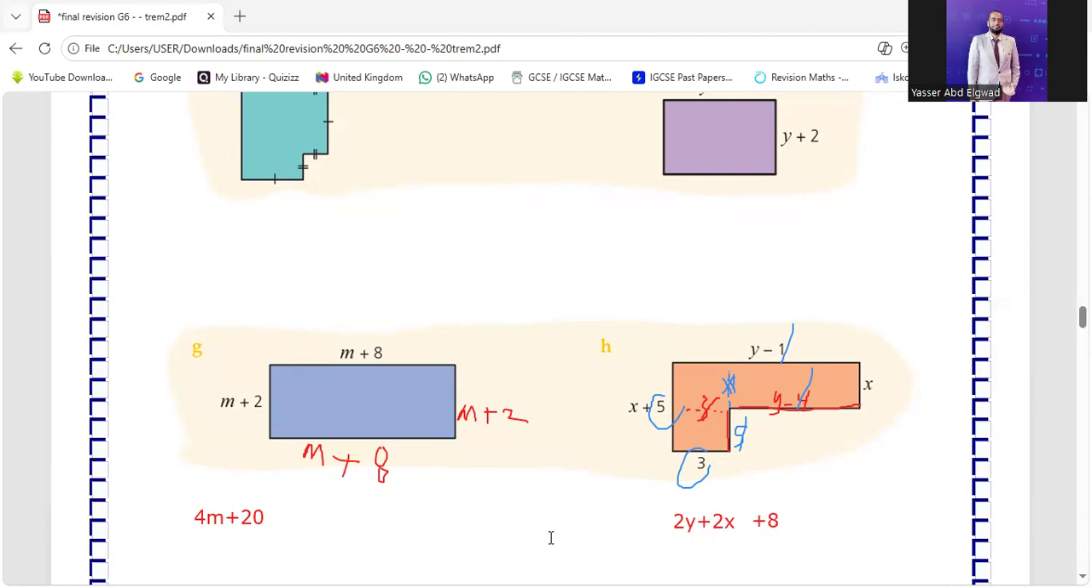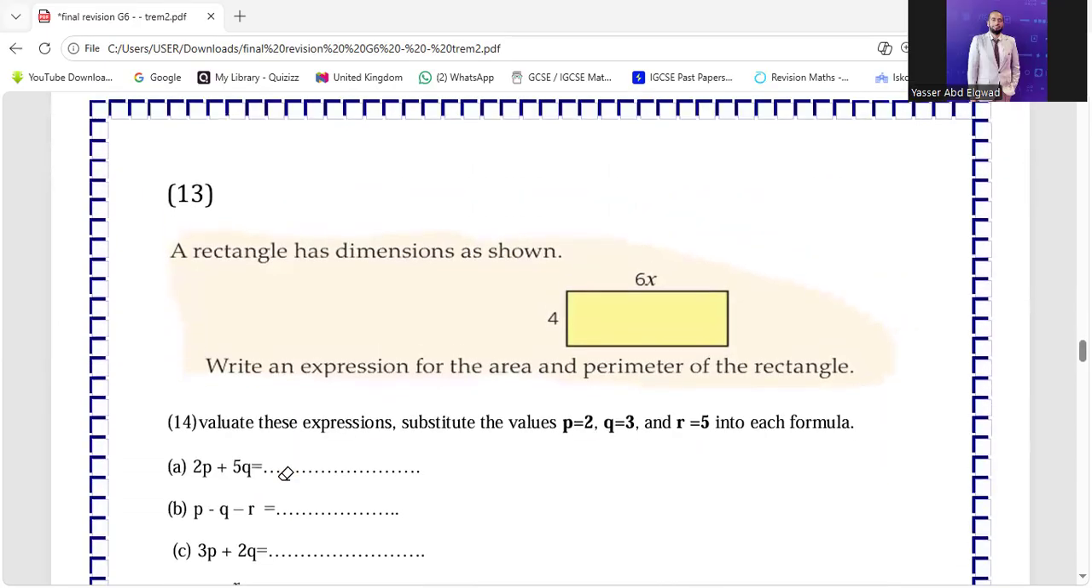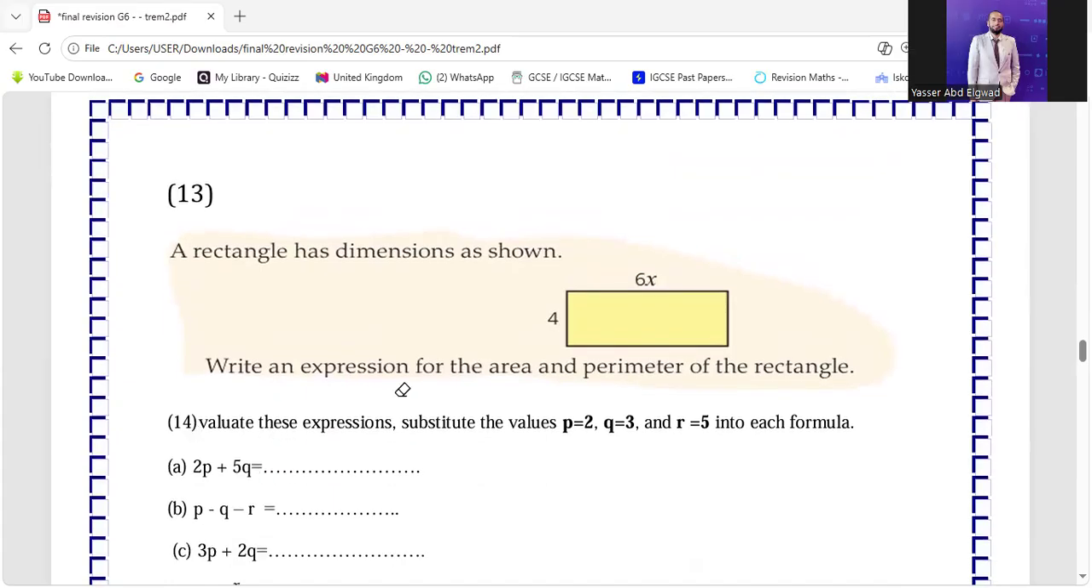The next one, the same rectangle has a dimension, write the expression for the area and the expression for the perimeter. Area depends on multiplying. You just multiply 4 by 6, and put the x the same, 24x. Here is the area. Area equals 24x.